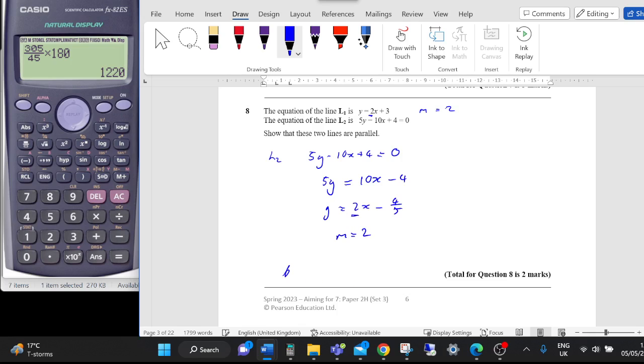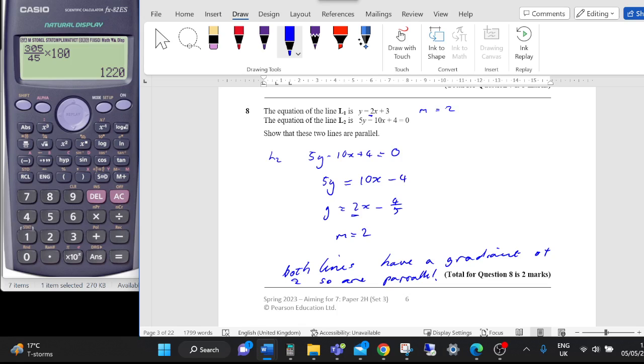So the gradient of that line would be 2 as well. So both lines have a gradient of 2, so are parallel. And I would imagine I only get the marks for showing that they've got the same gradient, but we'll have a look.